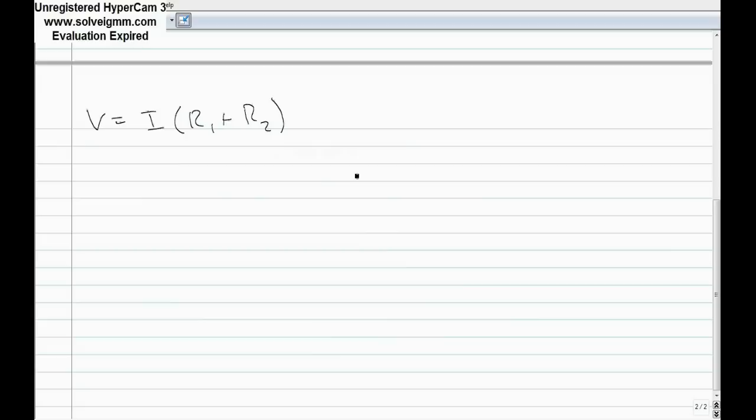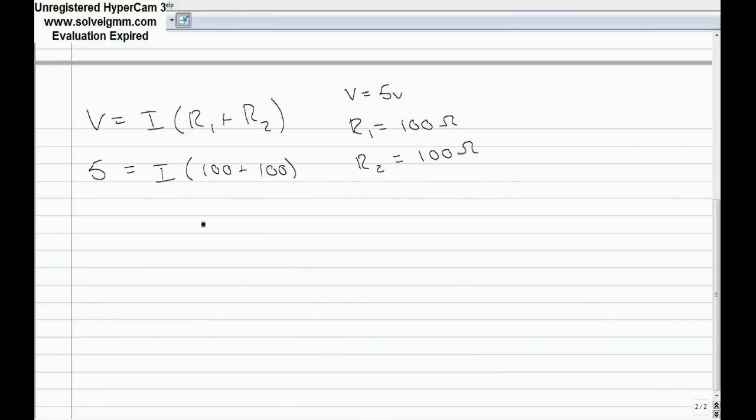So here we'll say the voltage is 5 volts. R1 is 100 ohms. And R2 is also 100 ohms. So we'll go ahead and plug that in. 5 equals I times 100 plus 100. And if we rearrange that, I equals 5 over 200, which is 1 over 40. And this is current, so that's amps.